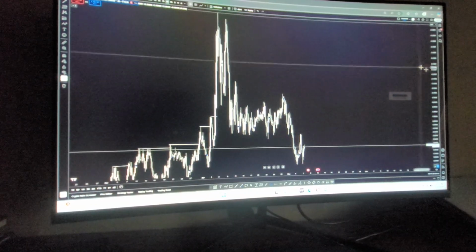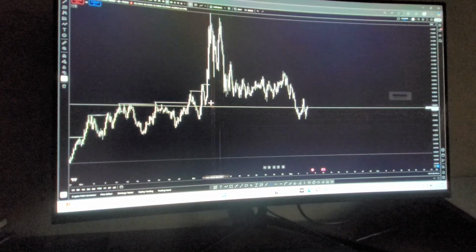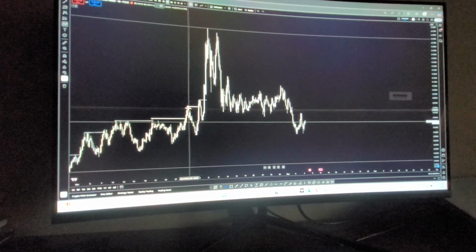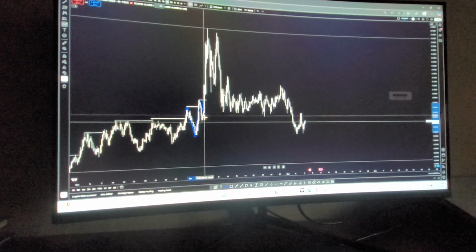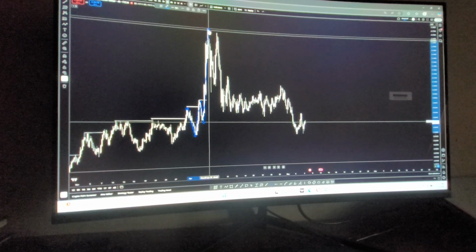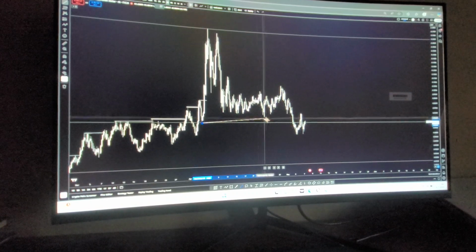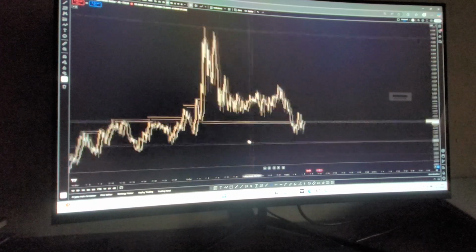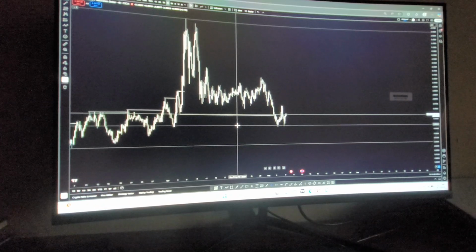Then suddenly, somewhere around here, because this is the last break of structure to the upside that we have, you can see it is very clear. This is the last one. Then suddenly something happened right here in this place. Price took out a major 4-hour low. So in this place we have a change of character. This is what we call change of character.